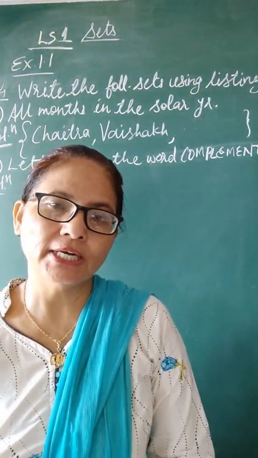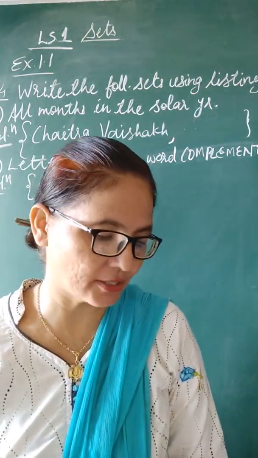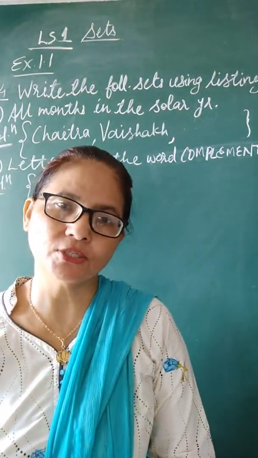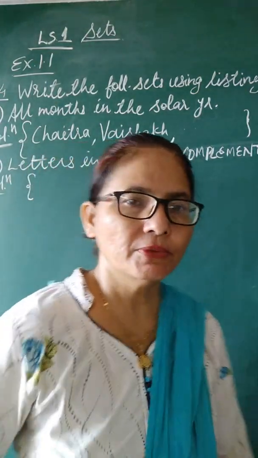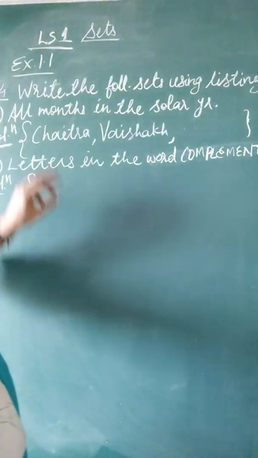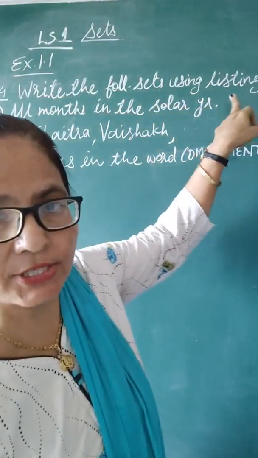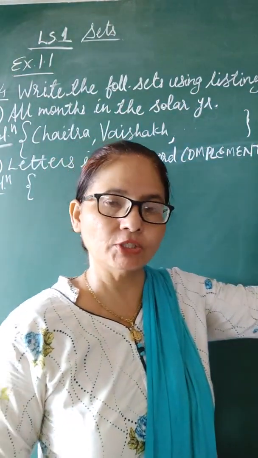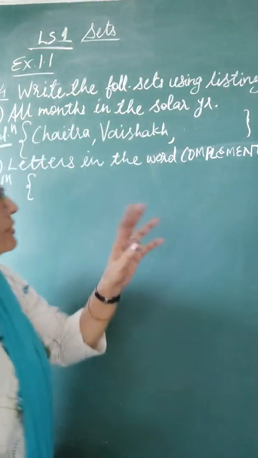So in the last lecture we started lesson 1 of Maths 1, that is sets. Today we are going to study exercise 1.1, question number 4. Write the following sets using the listing method. You have to write the given sets in which method? Listing method. What is the other name for the listing method? That is roster form. Okay, it's very easy.